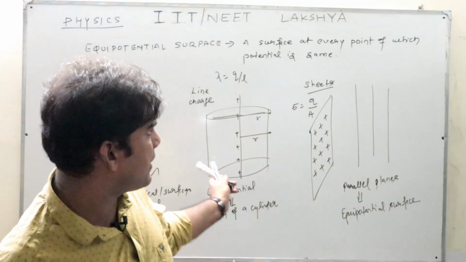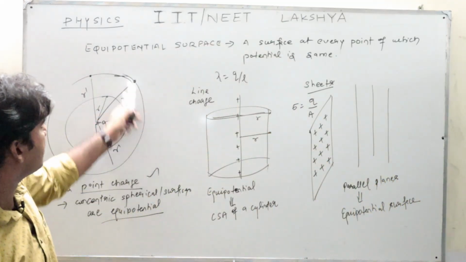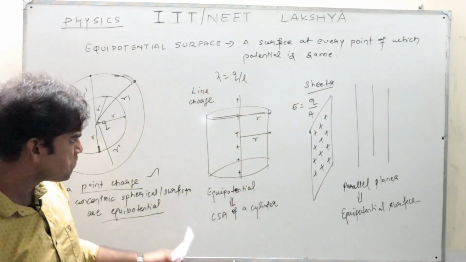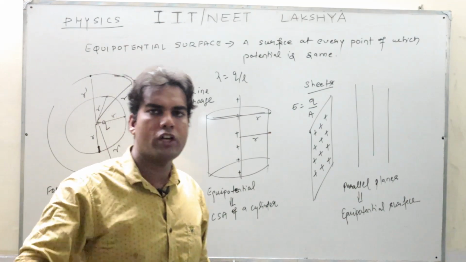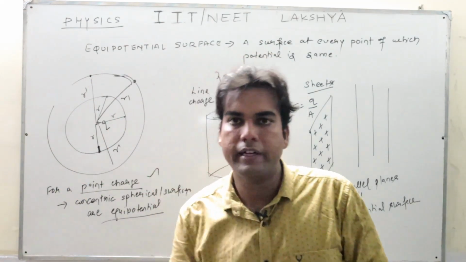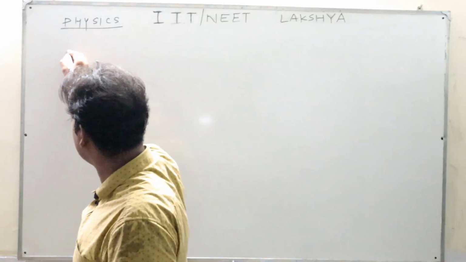So that is as far as the concept of equipotential surface is concerned, a surface at every point of which potential is the same. So note it down, and I am going to give some interesting points about equipotential surface. Note down some important points about equipotential surface.